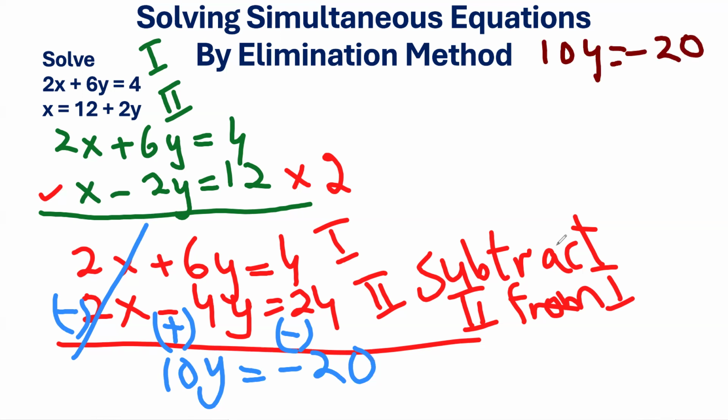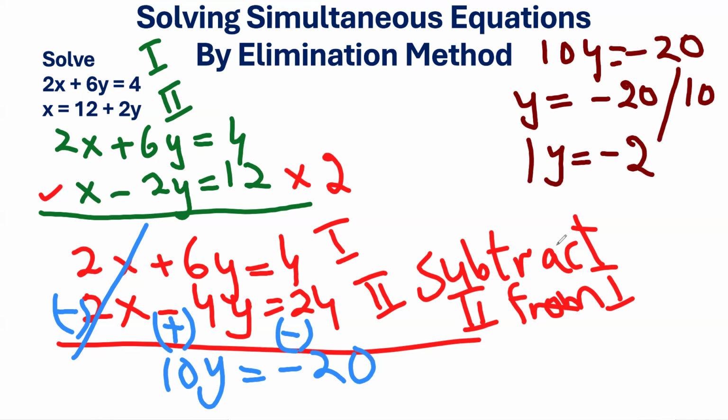From here, you can find the value of y. Y is equal to minus 20 divided by 10. So y is equal to minus 2. This is the value of y, which is done. Now you can find the value of x. Right? You can substitute the value of y in equation number 2. Let's find the value of x.